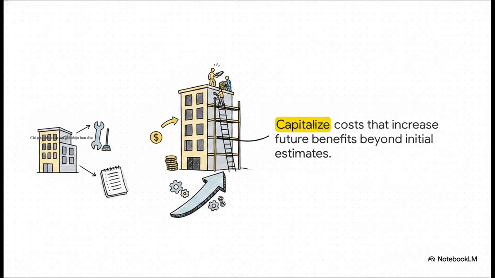So what happens when you spend more money on the property after the initial purchase? Well, if you buy a building that explicitly needs an immediate upgrade before you can even rent it out, those specific subsequent costs are capitalized, meaning they get added to the property's total value. But if you're just doing routine, everyday maintenance, that's simply recorded as a regular business expense for that period.